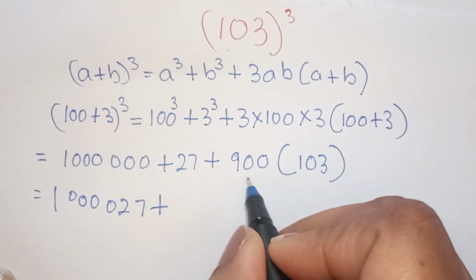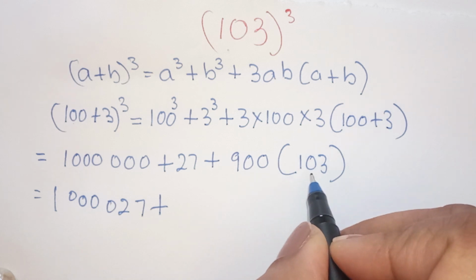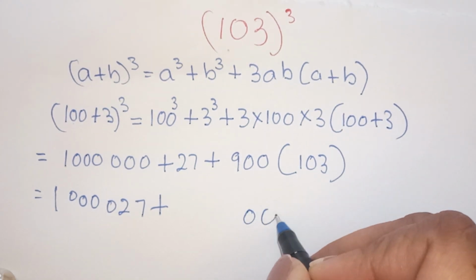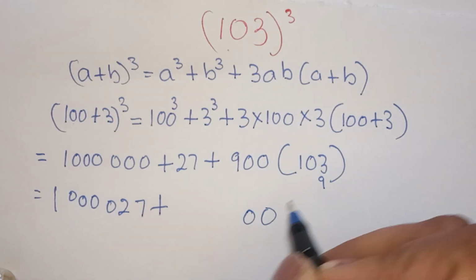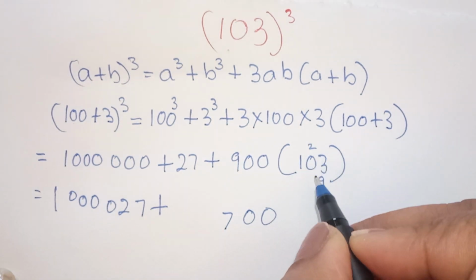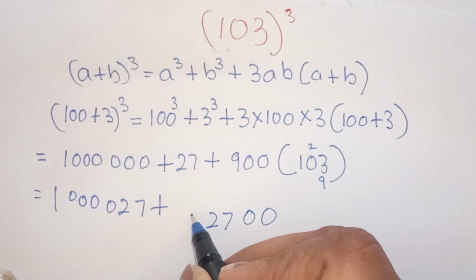Plus, we're supposed to add this, but first we will multiply. So 900 multiplied by 103. We'll put this 20 first here. Then we'll multiply this by 9. 3 by 9 is 27, 7 carry 2, 0 we bring 2. So 1 by 9 is 9.